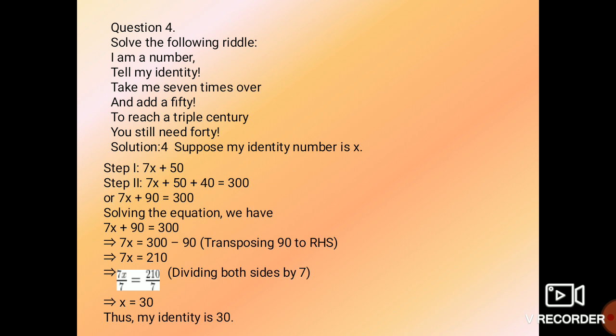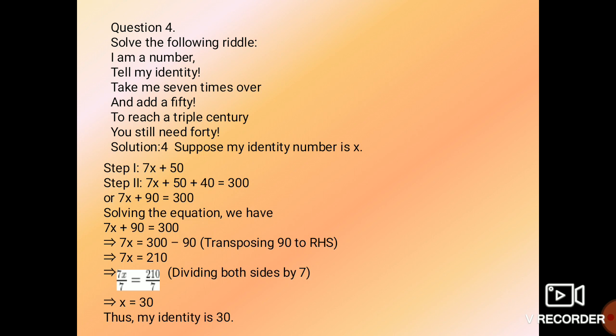Now take me 7 times over. It will be 7x. Add a 50, plus 50. To reach a triple century, you still need 40. So to be equal to 300, you still need 40. So you have to add 40 to me. So it will be 7x plus 50 plus 40 is equal to 300. Now it will be 7x plus 90 equals 300.